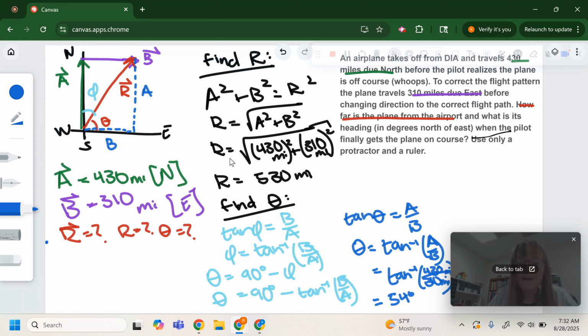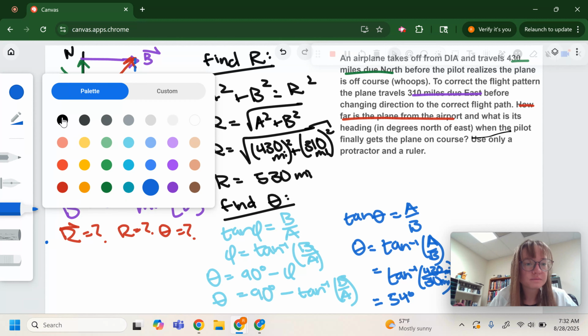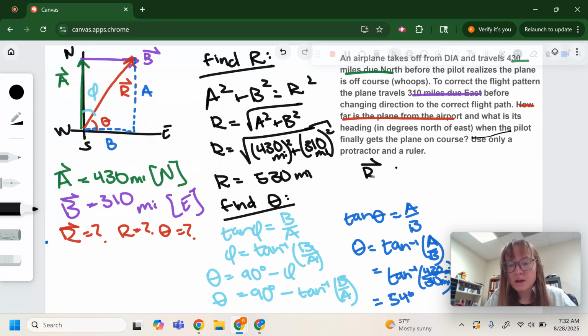Now, I have R and I have a theta. The last thing that I have to do is put them together. To put them together in one final expression, I write it as R hat is equal to 530 miles, 54 degrees, wait for it, 54 degrees, and now I had to define what this angle is.